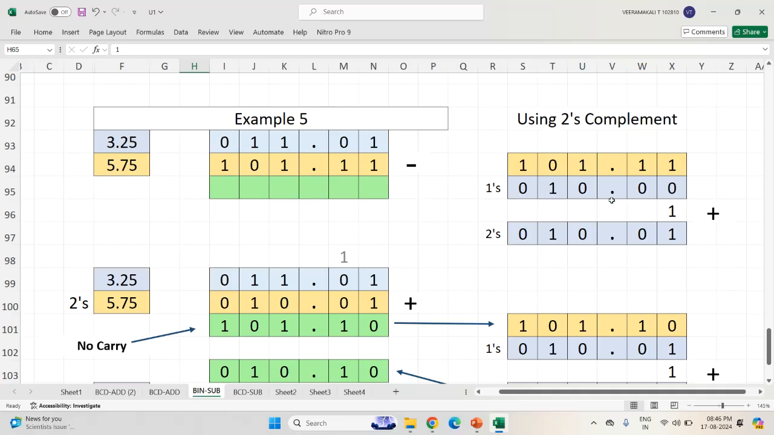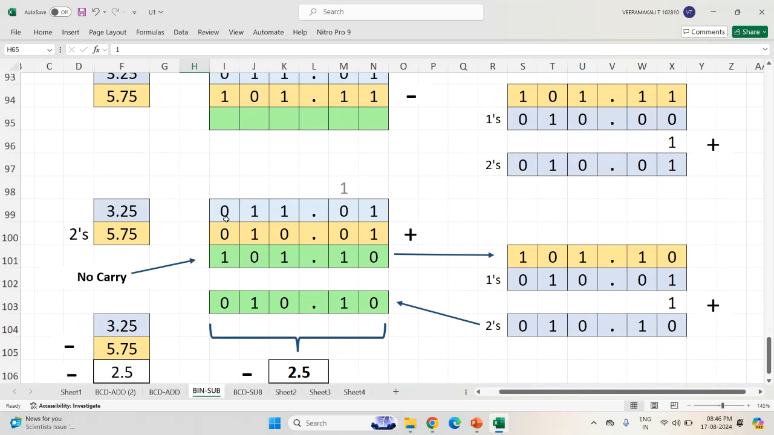First I write the 1's complement number, then add with 1, I can get the 2's complement for the second number. So I can write the second number here and write the first number here. Then I do the addition operation. 1 plus 1, 10, carry is 1. 1 plus 0 plus 0, 1. Add the dot operator. 1 plus 0 is 1. 1 plus 1 is 10, carry is 1. 1 plus 0 plus 0 is 1. Here there is no carry.